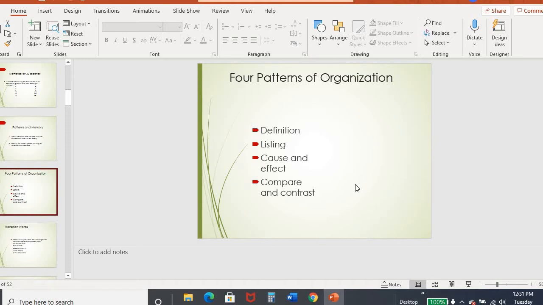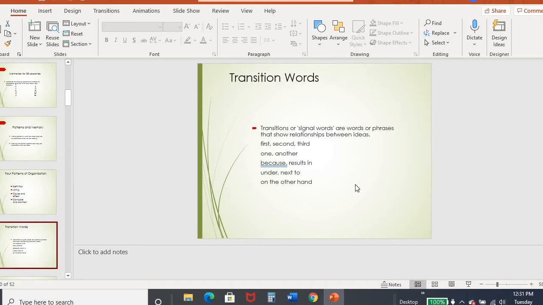There are going to be 10 total, but I'm chunking them up into 4 and 6. So the first 4 patterns we're going to talk about are definition, listing, cause and effect, and compare and contrast. Again, when I say patterns, it's ways authors can organize their writing, and they're not limited to just one. They could use definition and cause and effect, or listing and compare contrast. But here's just the general meaning. How we know if an author is using a particular structure is we look at transition words. We look to see what kind of words or phrases they are using.